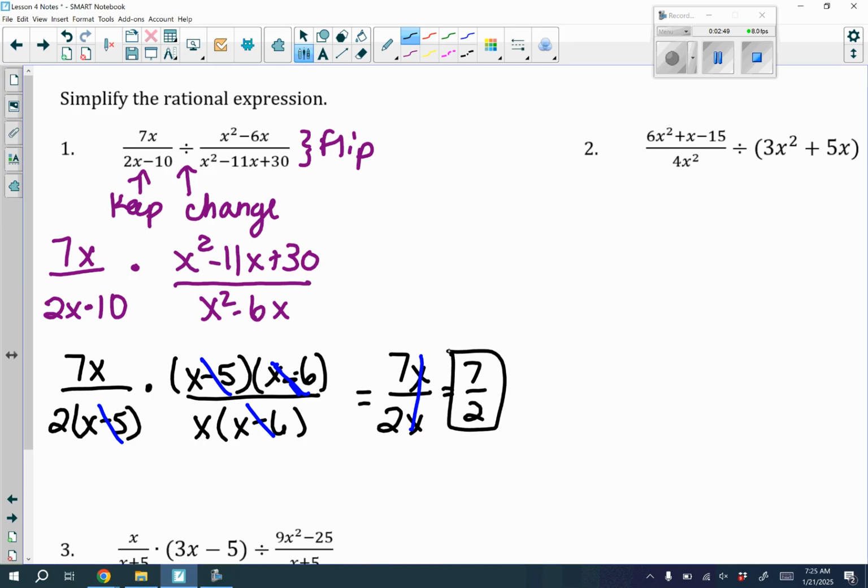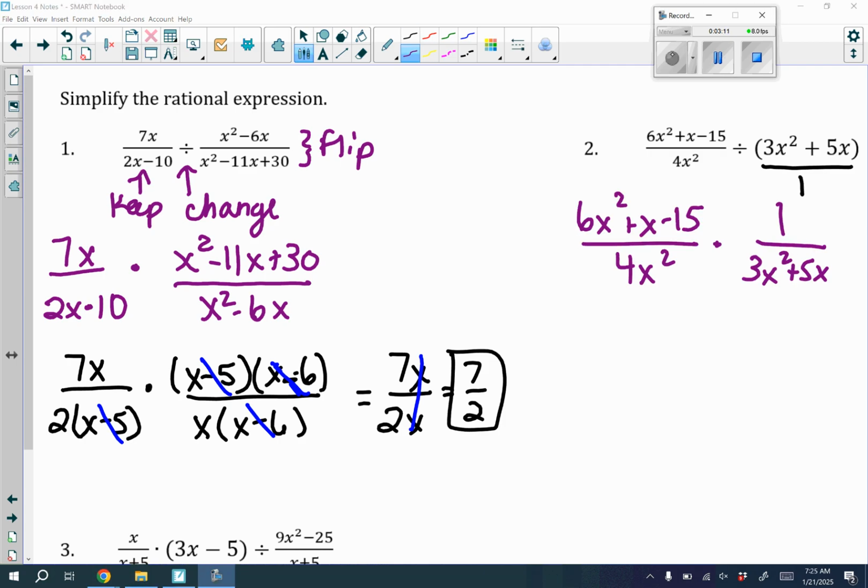Okay, let's look at example 2. Now, just like we did in our multiplication, anytime you have something that is not a fraction, put it over 1 to create it as a fraction. Okay, here's what I want you guys to do. Go ahead and pause the video and then do that keep, change, flip. Here's what you should get. Now, I want you guys to once again pause the video and then factor anything you can. So go ahead and do that for me.